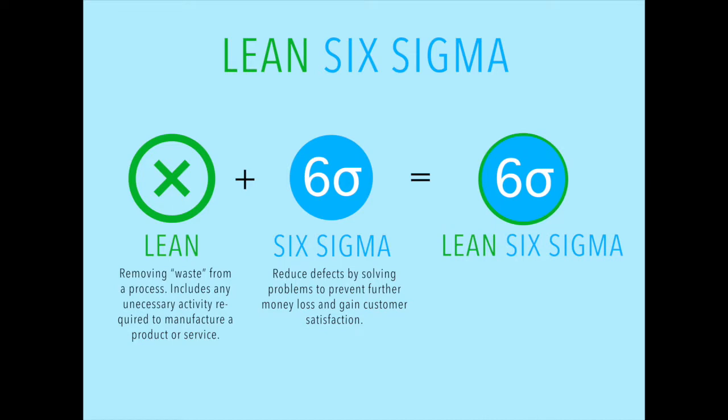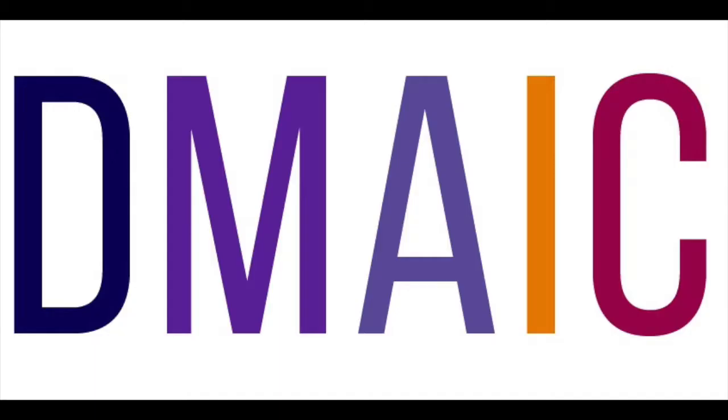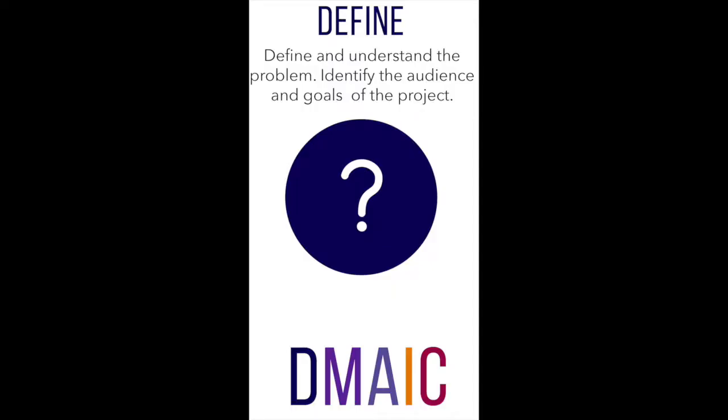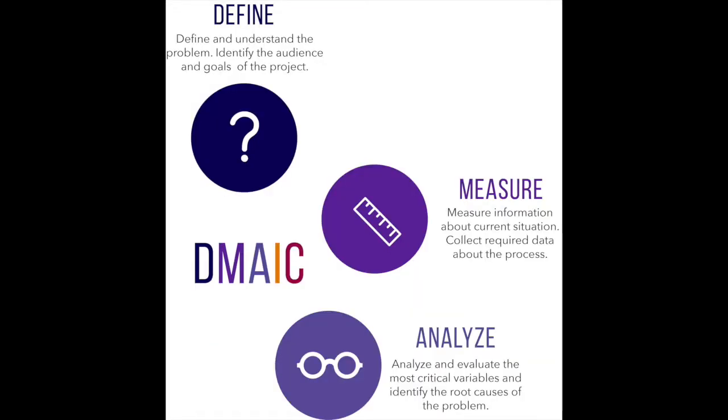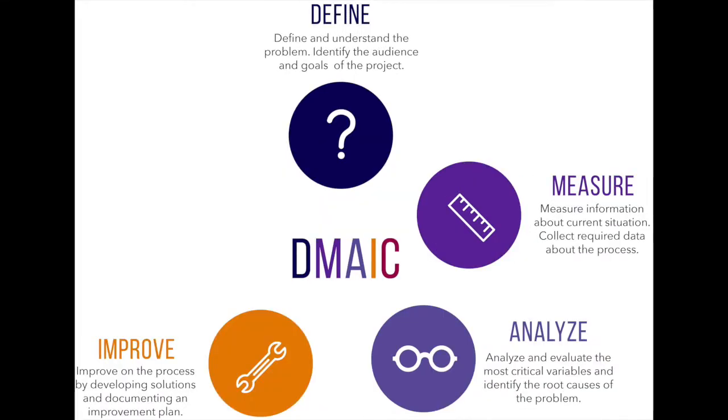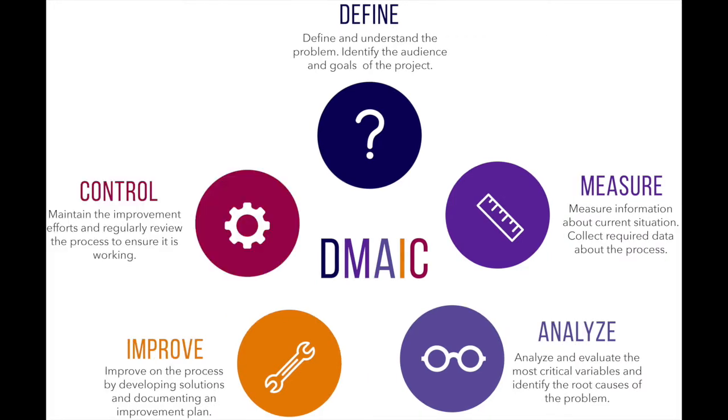Lean Six Sigma is based on common sense practices and is completed in 5 phases known as DMAIC. DMAIC is the quality strategy used to improve processes. It's an acronym for Define, Measure, Analyze, Improve, and Control. Define means to define and identify the audience and the goals of the project. Measure means to measure information about the current situation and collect required data about its processes. Analyze means to analyze and evaluate the most critical variables and identify the root cause of the problems. Improve means to improve on the process by developing solutions and documenting an improvement plan. And control is to maintain the improvement efforts and regularly review the process to ensure it is working.